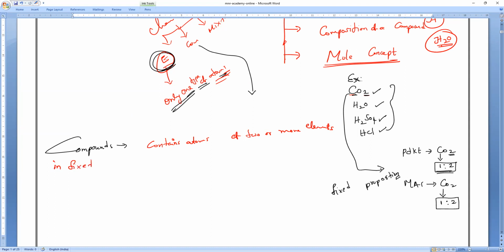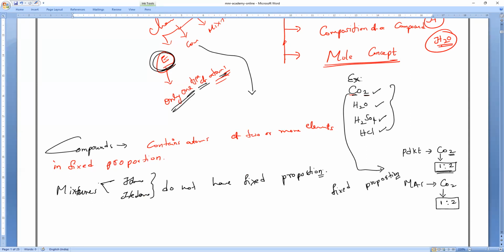in fixed proportion. But if it comes to the mixture, is it fixed proportion? That is what I'm asking. Everybody. No, sir. Mixtures do not have fixed proportion. So mixtures are again of two types. What is that? Anybody? You all studied. Homogeneous and heterogeneous. Very good. So again homogeneous, again heterogeneous. These mixtures do not have fixed proportion. So that is what we call a mixture.